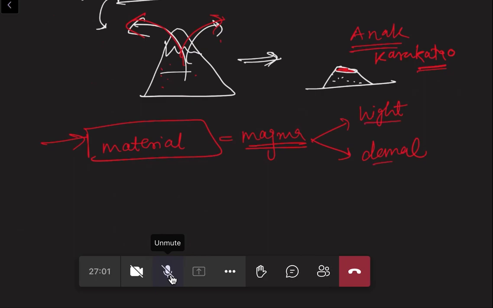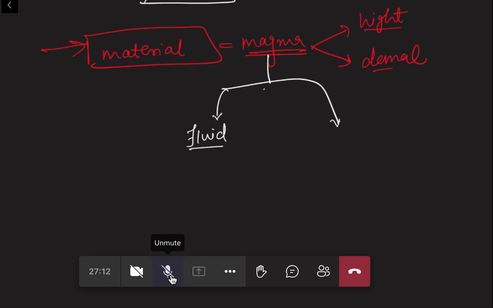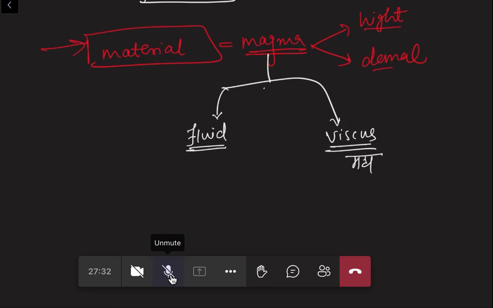Okay, so what is it? So see, magma is of two types. One type of magma is very fluid. Fluid means it flows like water. And another type of magma is viscous. Viscous is very oily, sticky. Okay, it will not flow like water. It's like honey or mud. When you put it, it will not spread immediately. It will slowly spread. So this type of magma is viscous magma.